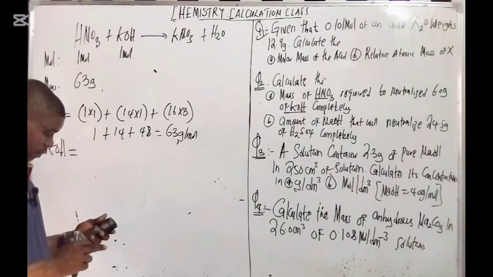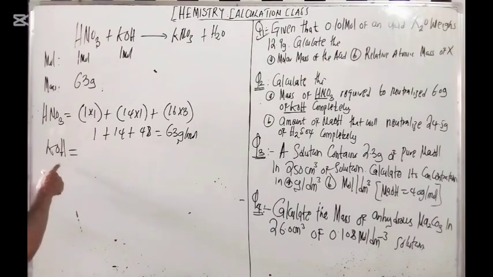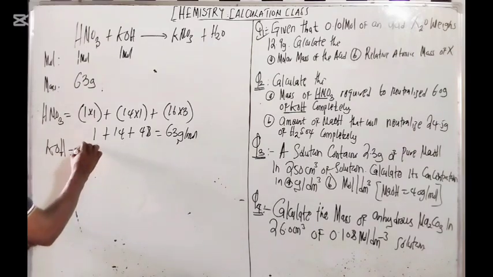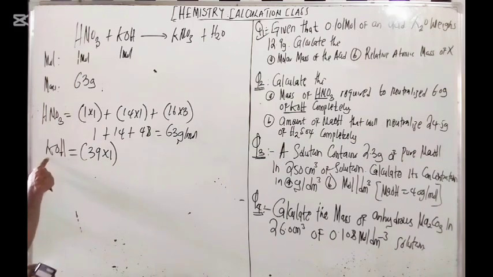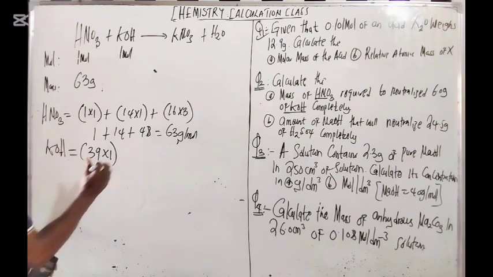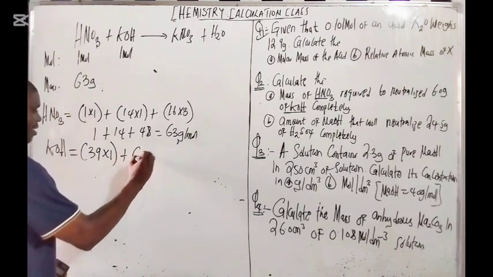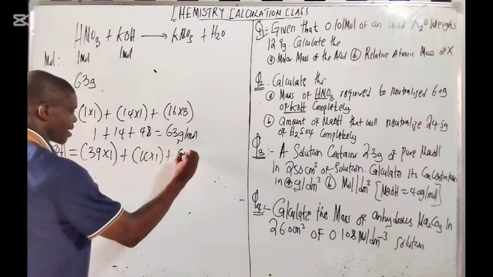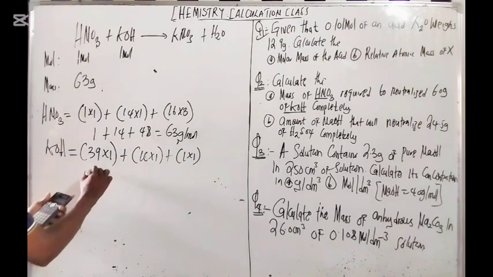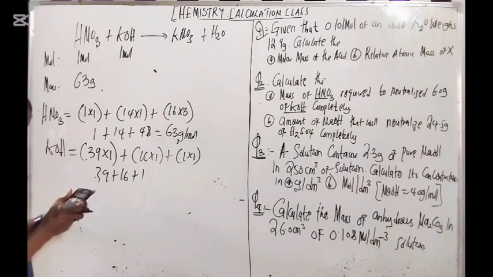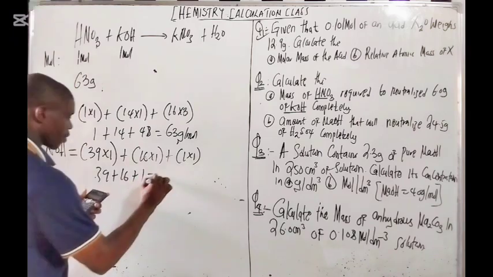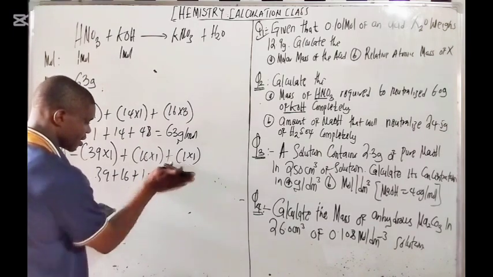KOH. Now let's calculate the molar mass of KOH, potassium hydroxide here. What is the atomic mass of potassium here? It is 39 times 1, plus 16 times 1, plus 1 times 1. So we're going to have 39 plus 16 plus 1. Here we have 56.